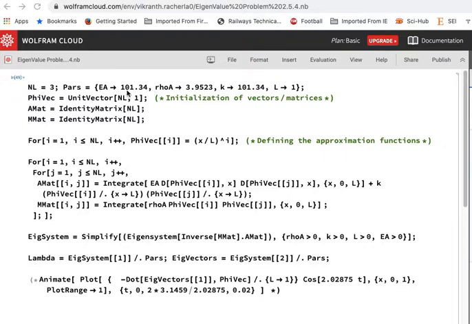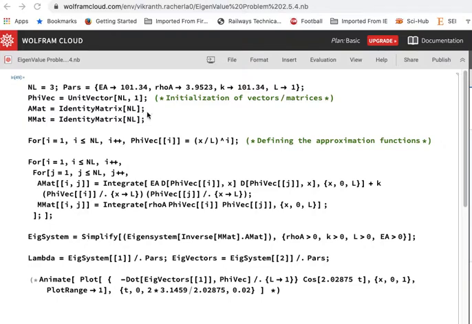Sorry, not in SI units. Fine, it doesn't matter, just stick with me. So for this particular solution, I'm taking EA to be some number, rho A as some number, K is this, L is this.